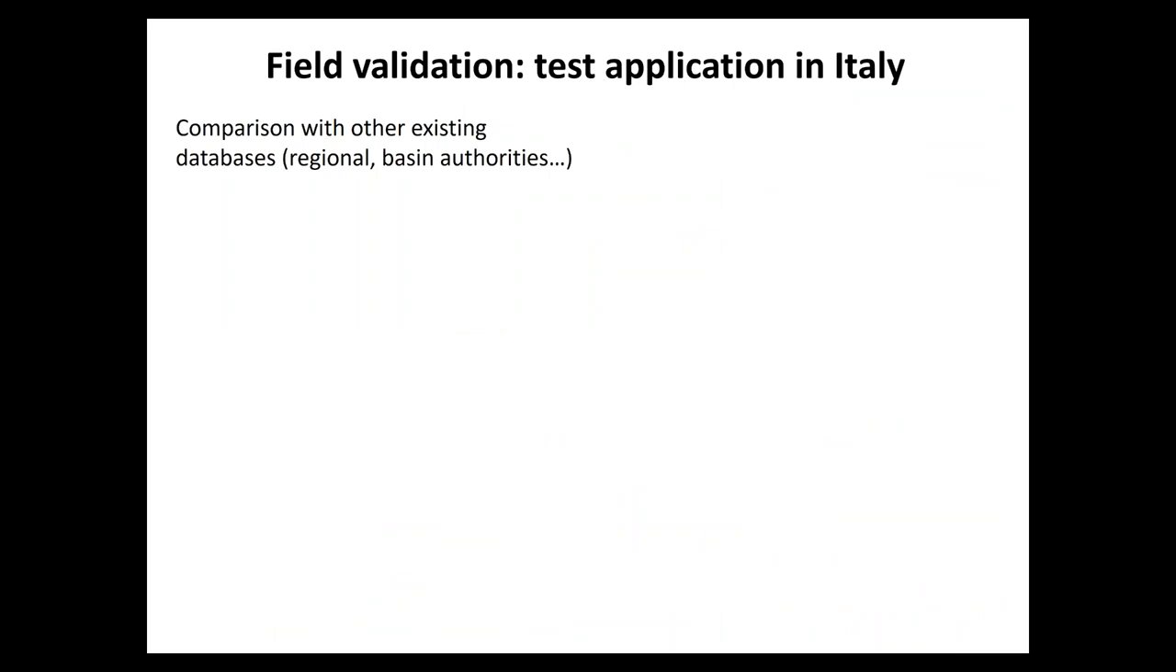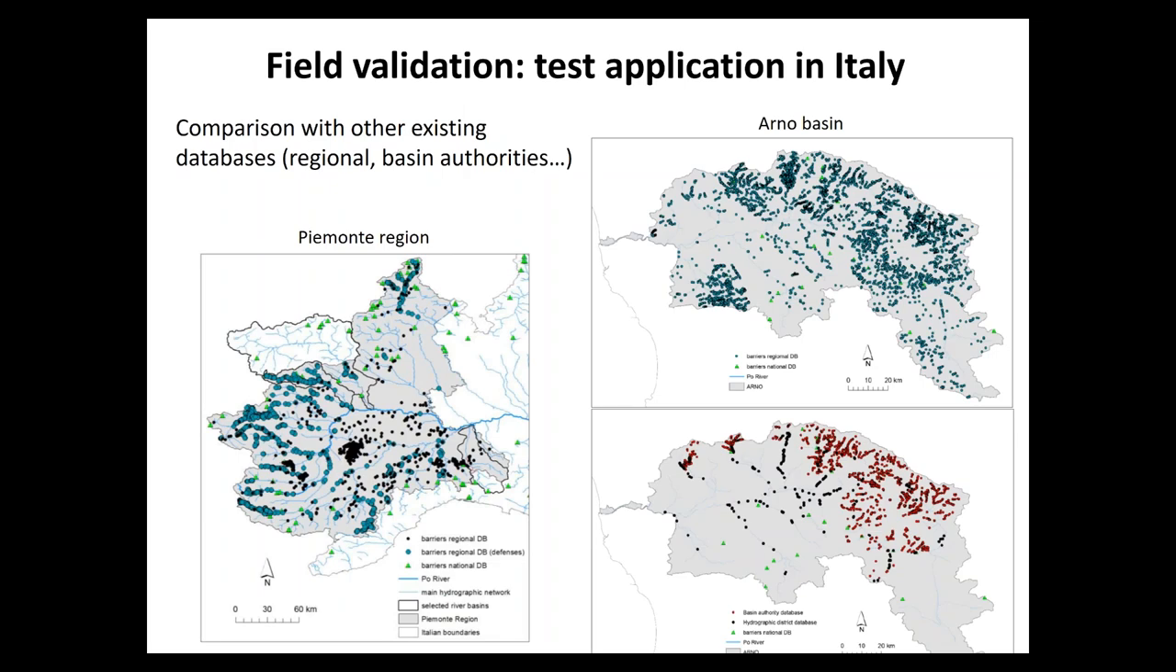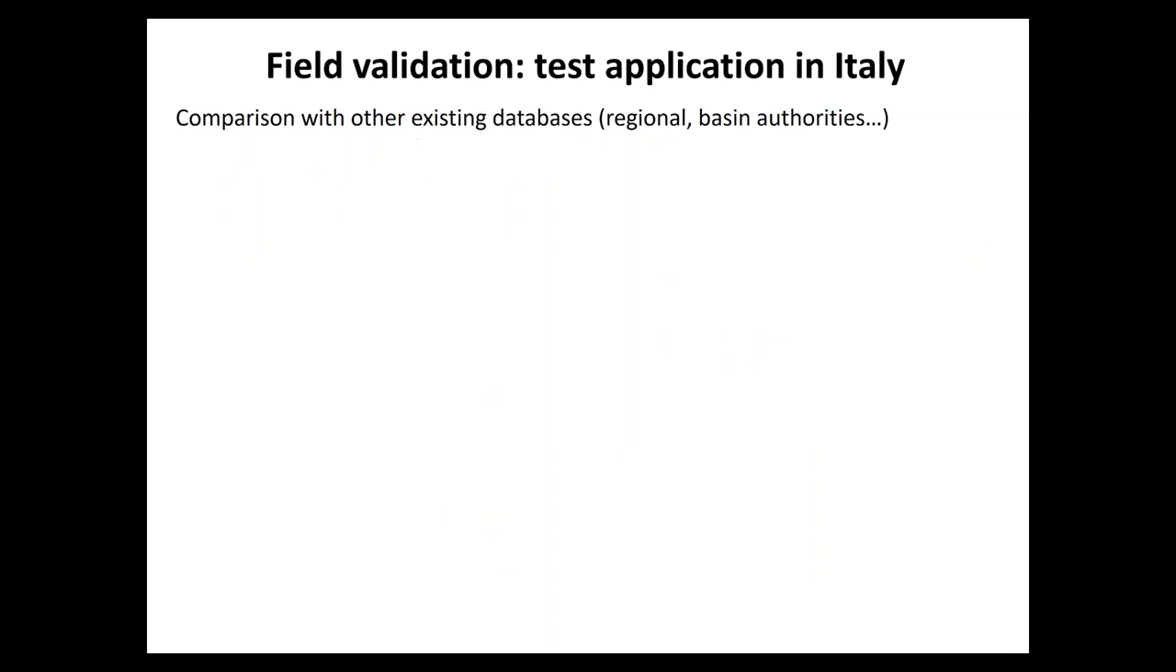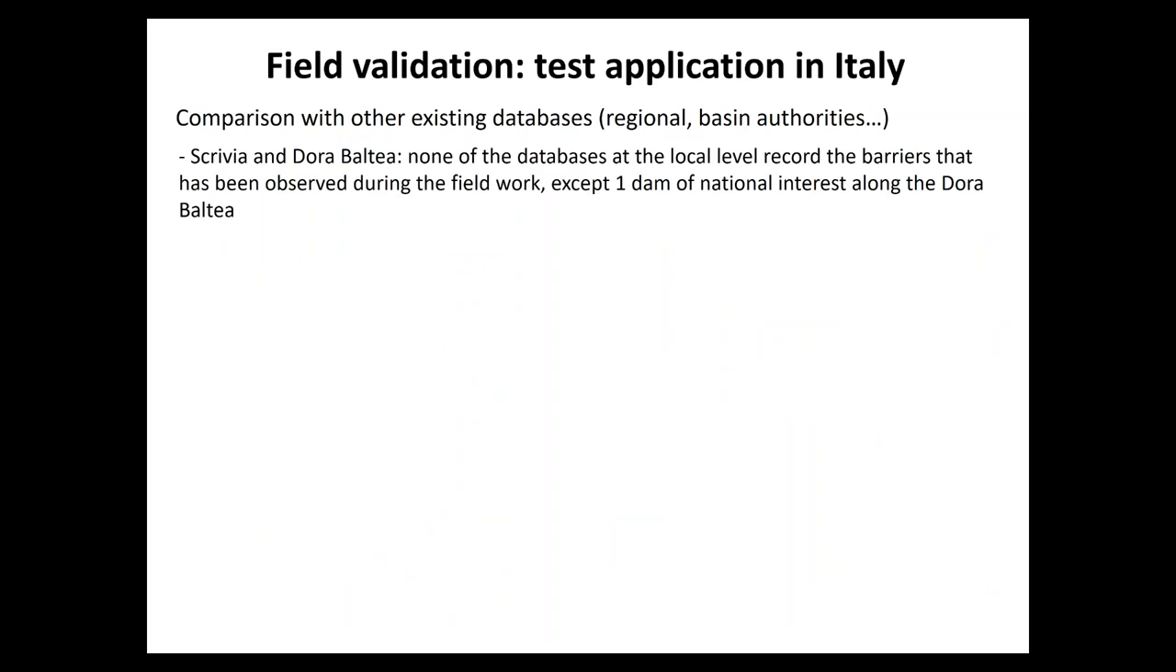And then we also compared our results with other existing databases at smaller local scale, databases that are not collected at the national scale, that are not consistent at the national scale. A first comparison is between these databases, for instance, for the Piemonte region, the map on the left. The green triangles are the national barriers, the barriers included in the national database, and as you can see, the density of barriers when you include also regional databases is completely different. And then we compared all these databases with our fieldwork.